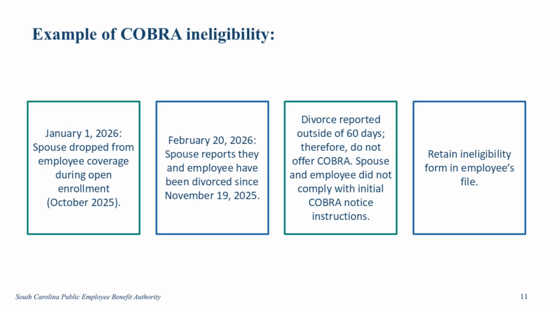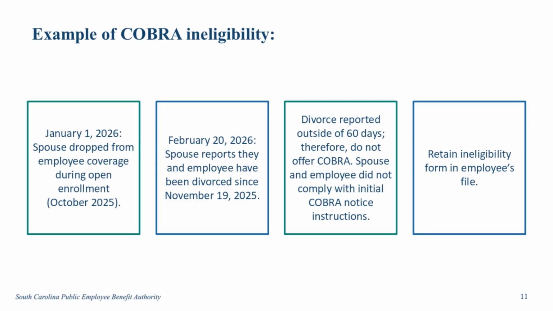Here is an example of a dependent who is not eligible for COBRA. An employee drops their spouse from all coverage during the 2025 open enrollment period. The spouse reports on February 20, 2026 that they and the employee divorced on November 19, 2025 and they would like COBRA coverage. Using the COBRA ineligibility form for dependents, determine when coverage would have been lost if the employee or spouse notified you of the divorce within 60 days. Then, determine whether the spouse is eligible for COBRA coverage.